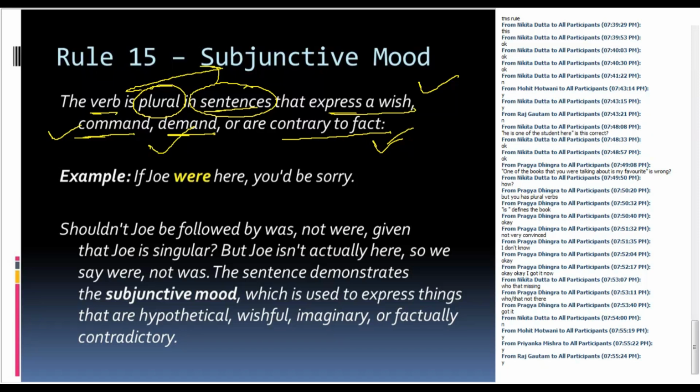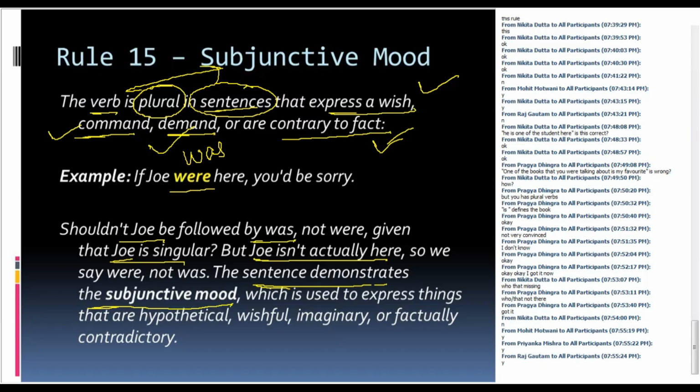For example, if you say, if Joe were here, you would be sorry. Why don't we say if Joe was here? Because Joe is singular. So shouldn't Joe be followed by was because Joe is singular? But the fact is Joe isn't actually here. So this is something which is contrary to fact. And that is why this sentence demonstrates the subjunctive mood.